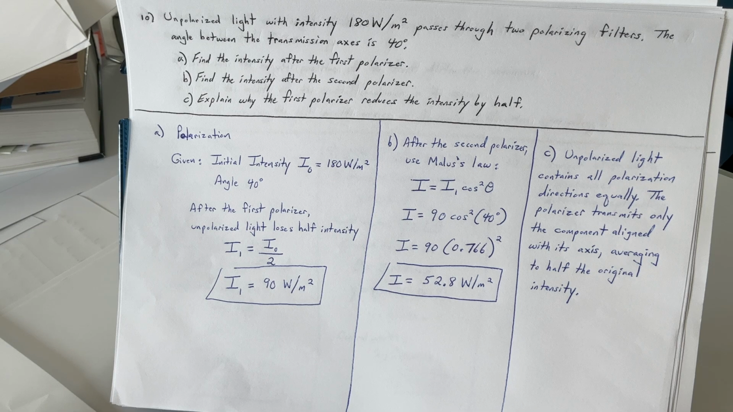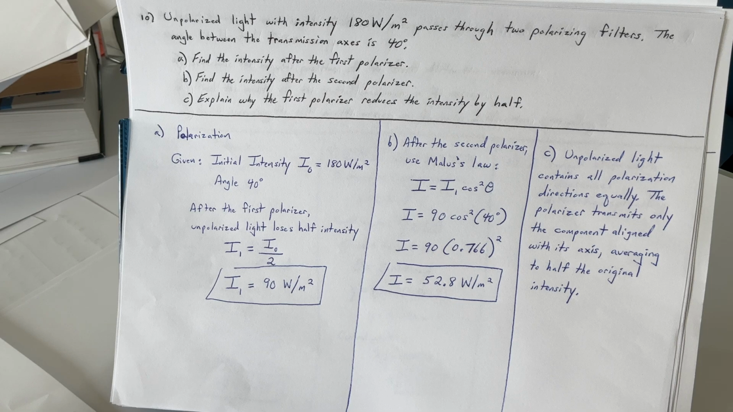Part B, find the intensity after the second polarizer. So we're going to use Malus's law after the second polarizer. I is going to be equal to I sub 1 times the cosine squared of theta. Just substitute in there, and you're going to get I equals 52.8 W per meter squared. C, explain why the first polarizer reduces the intensity by half. So we could say here, textbook note stuff.